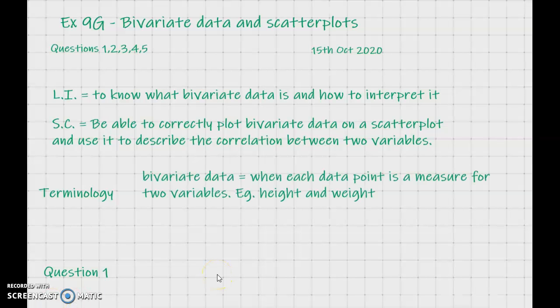Okay, so the first bit of terminology is bivariate data. So bi means two, variate means variables. So each data point in a set of bivariate data is actually a measure for two variables. So it might be a measure of someone's height and someone's weight put together as two variables or bivariate.